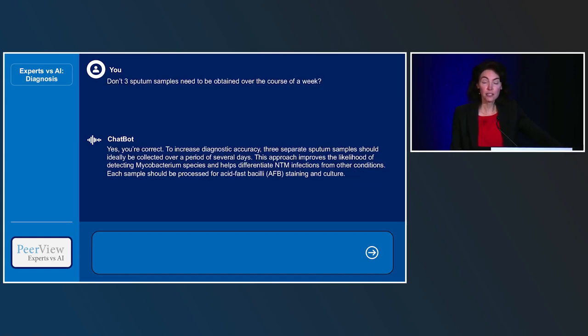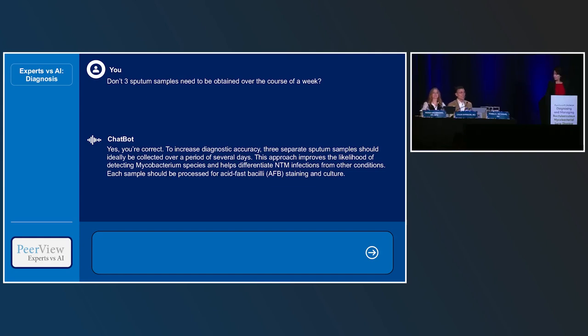Okay, well, yes, you're correct. To increase the diagnostic accuracy, 3 sputum samples should ideally be collected over a period of several days. This approach improves the likelihood of detecting Mycobacterium species and helps differentiate NTM infections from other conditions. Each sample should be processed for AFB staining and culture. What do you think? I mean, that is true.